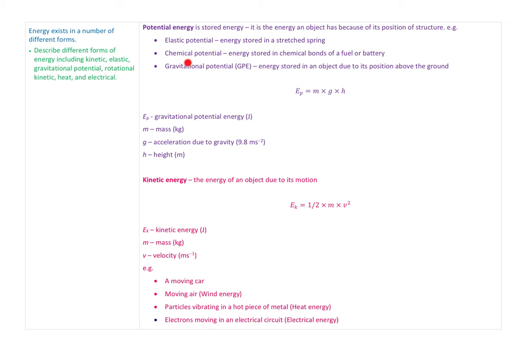We have chemical potential energy. That's the energy stored in chemical bonds of a fuel. And when we say fuel, that could be like your fuel in a car, but it could be the carbohydrates or the fats that you eat to fuel your body. Or it could be a battery in the case of an electric guitar or a mobile phone. Well, not any electrical device, any battery-powered device, we should say. So chemical potential is energy stored in chemical bonds.